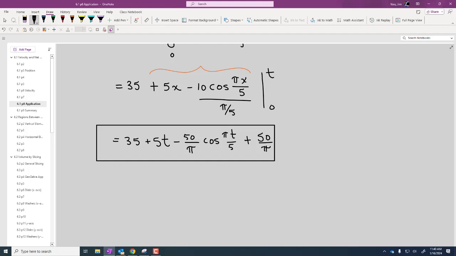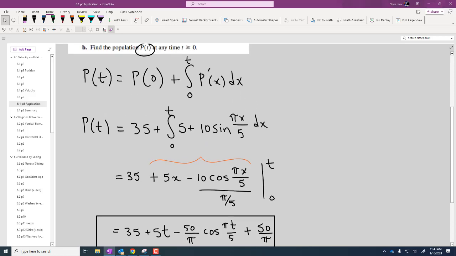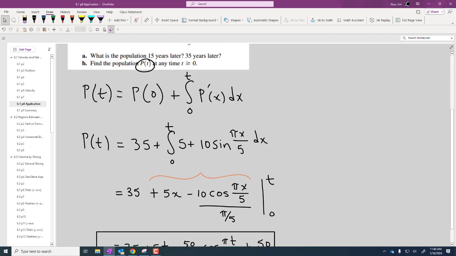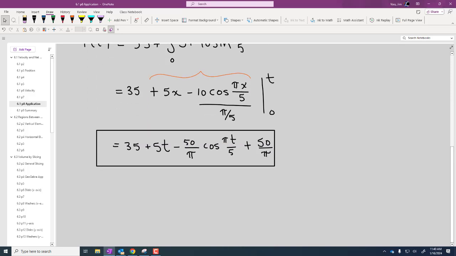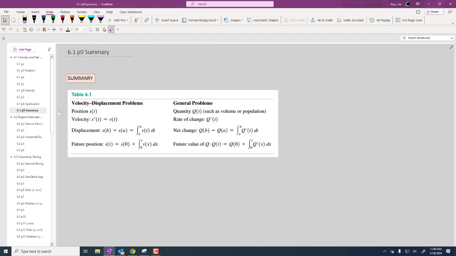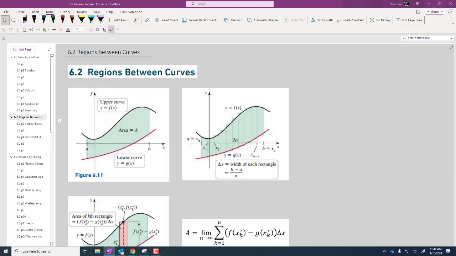If you want P of 15, what do you do? Plug in 15 for the t, simplify it. If we want P of 35, plug in 35, simplify it. So in summary, 6.1, all the stuff we just did. You should be able to finish the 6.1 homework now that it's available. And let's at least do one slide of 6.2.